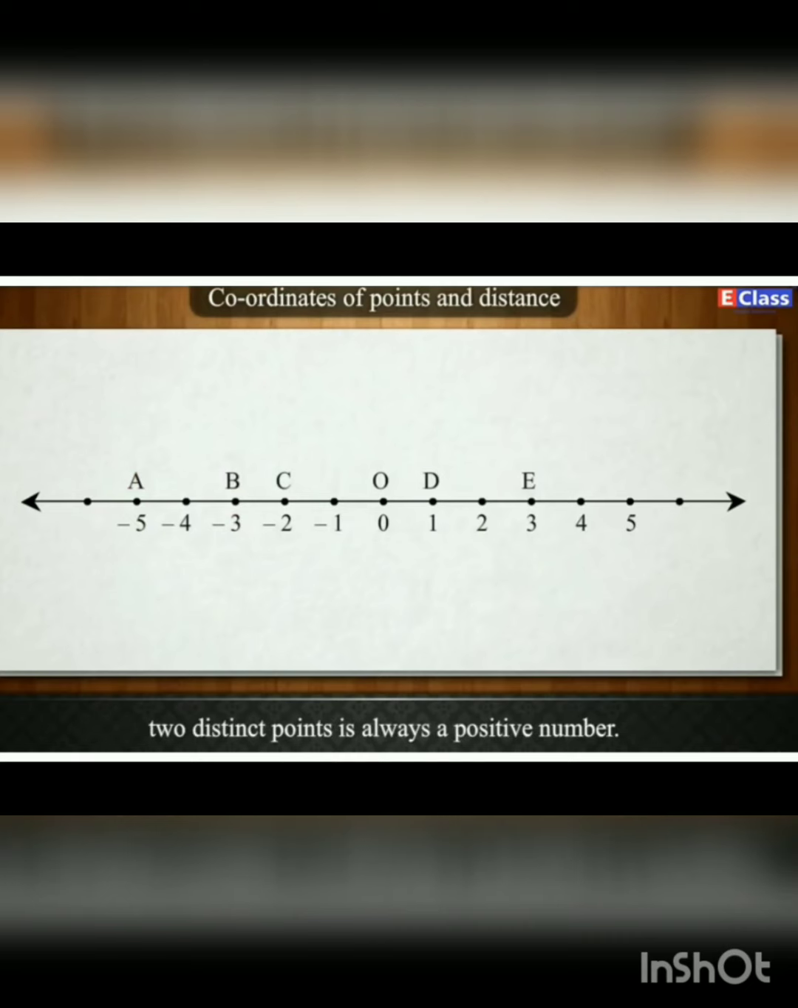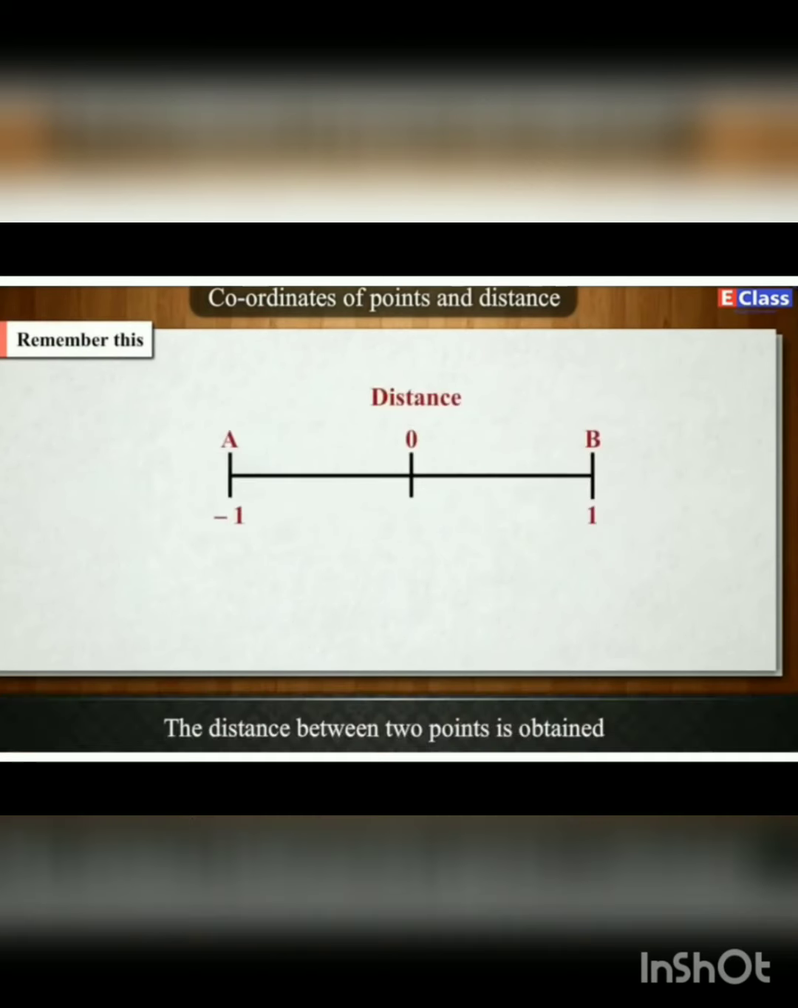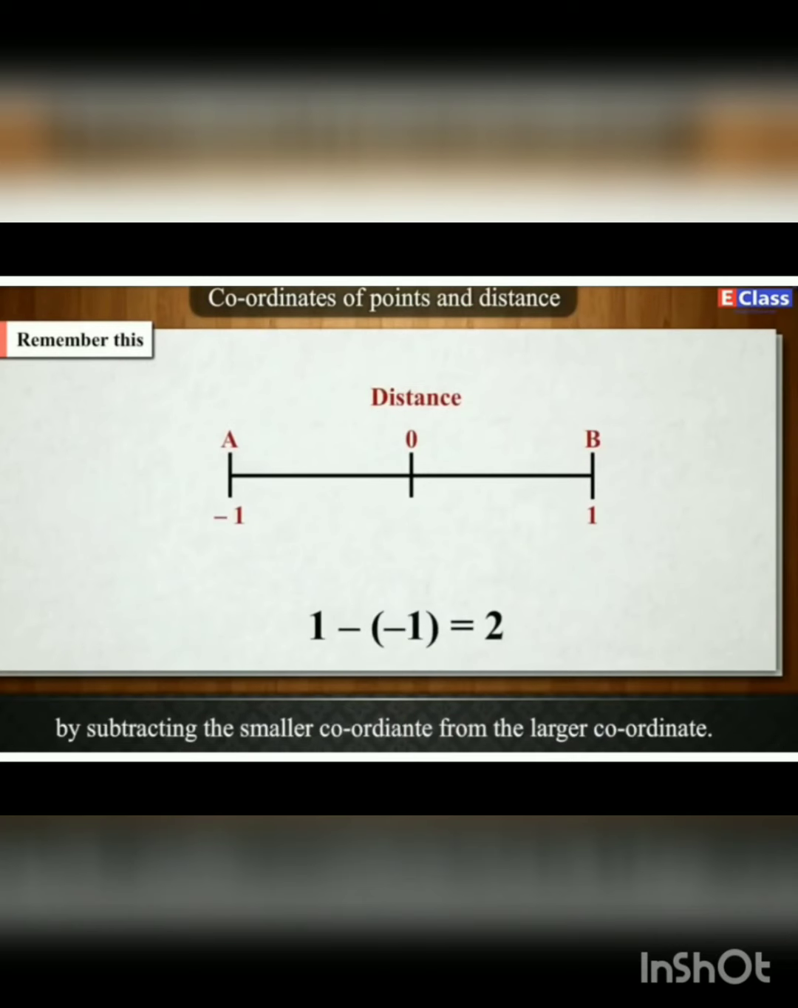a positive number. Note that if the 2 points are not distinct, then the distance between them is 0. Remember this. The distance between 2 points is obtained by subtracting the smaller coordinate from the larger coordinate. The distance between any 2 points is a non-negative real number.